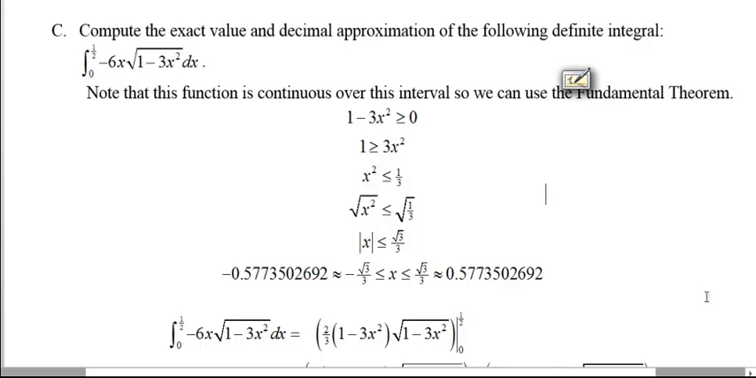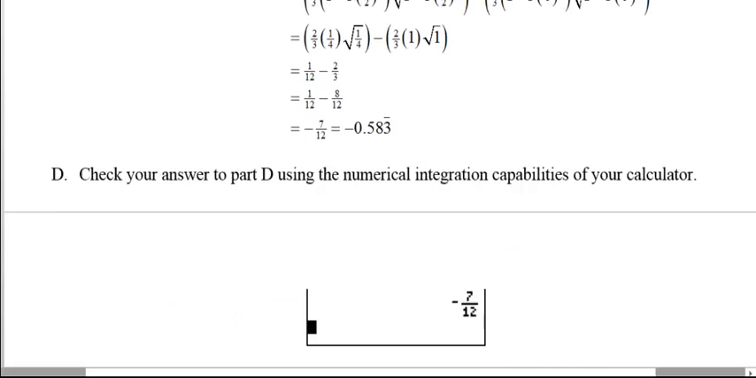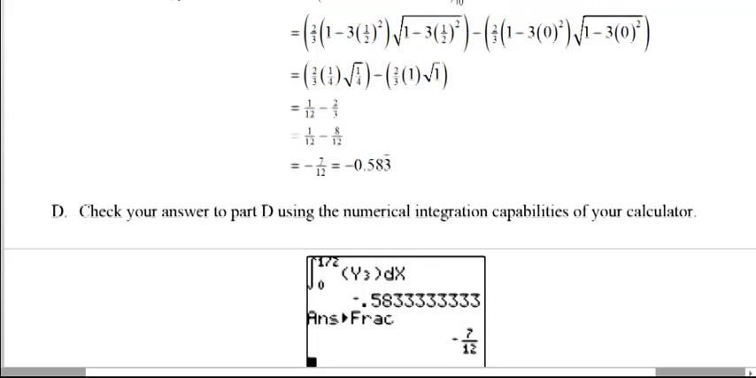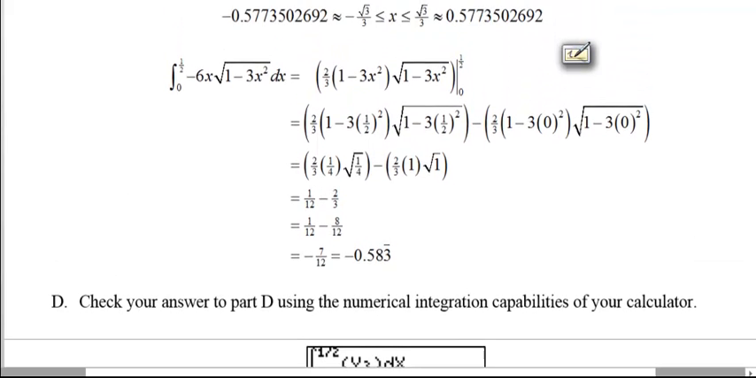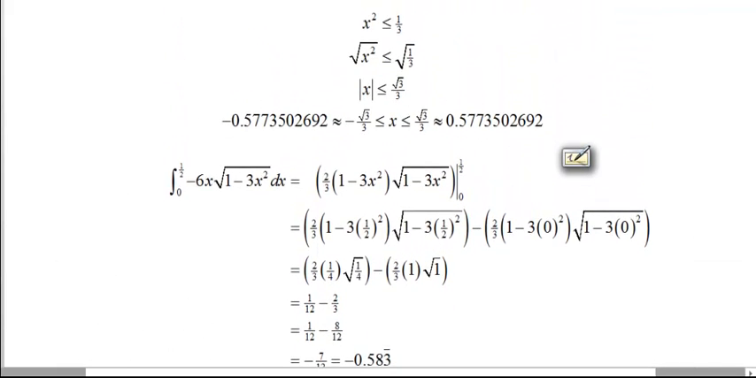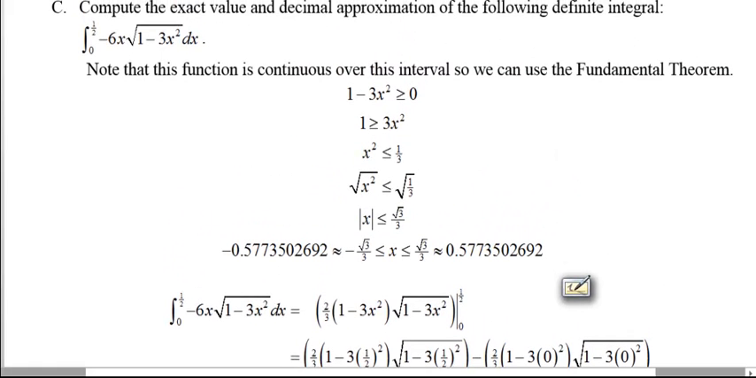Okay, now the question becomes, is this function continuous on that interval? That's important because you can't use the fundamental theorem without that. But we noticed that our interval is from 0 to 1/2. Well, this 0.577, or square root of 3 over 3, is a little bit bigger than 1/2. And of course 0 is definitely in the middle of this interval. So between 0 and 1/2, the function is defined there.